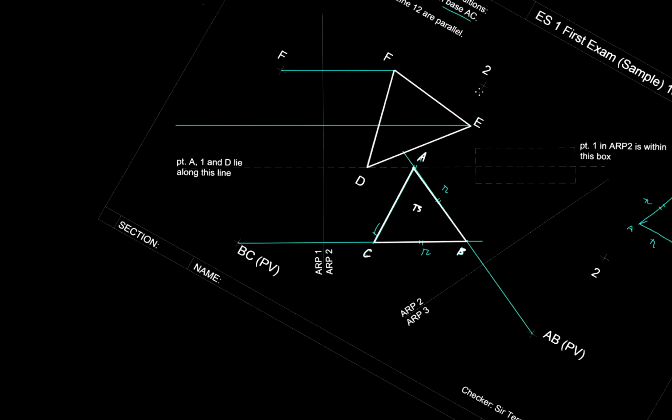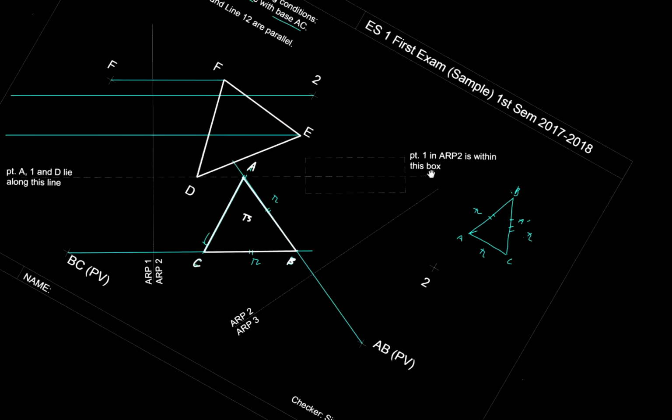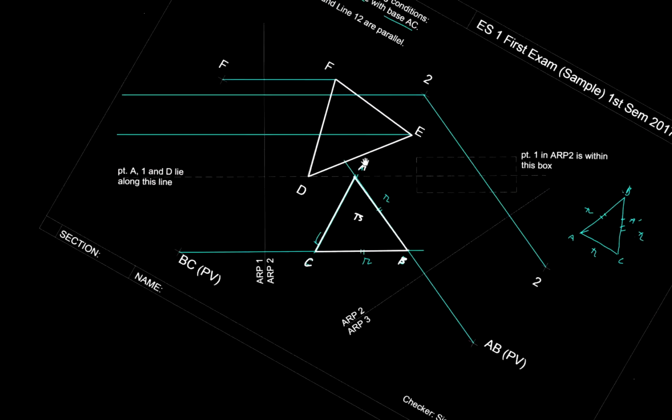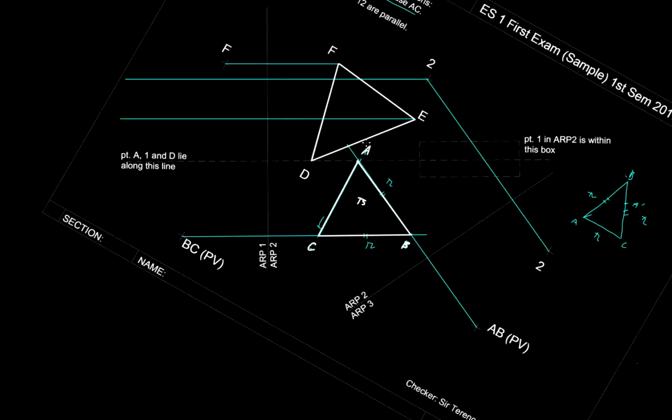So E should be somewhere dito and project ko na rin to si 2, no? And 2, I already know the distance of 2. Okay? Kasi ito, I can project 2. Pero kahit mamaya na lang siguro yun.